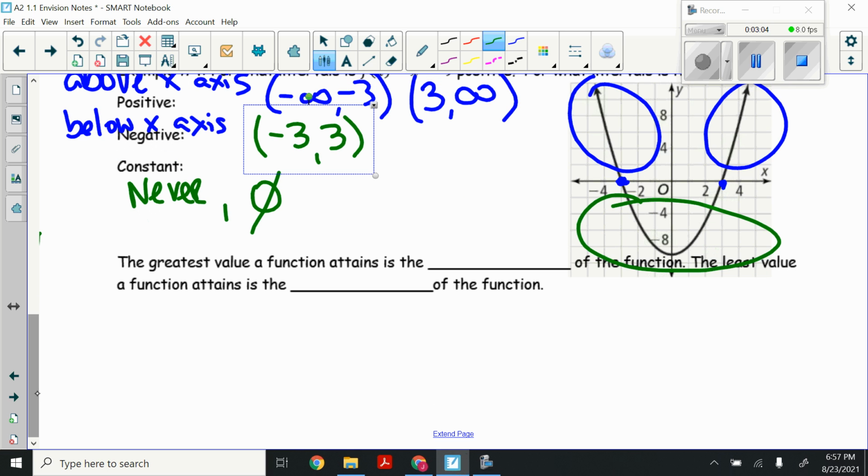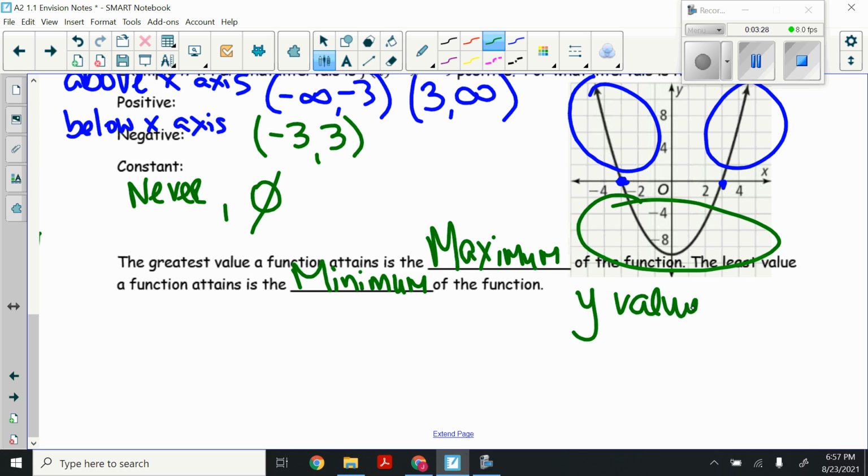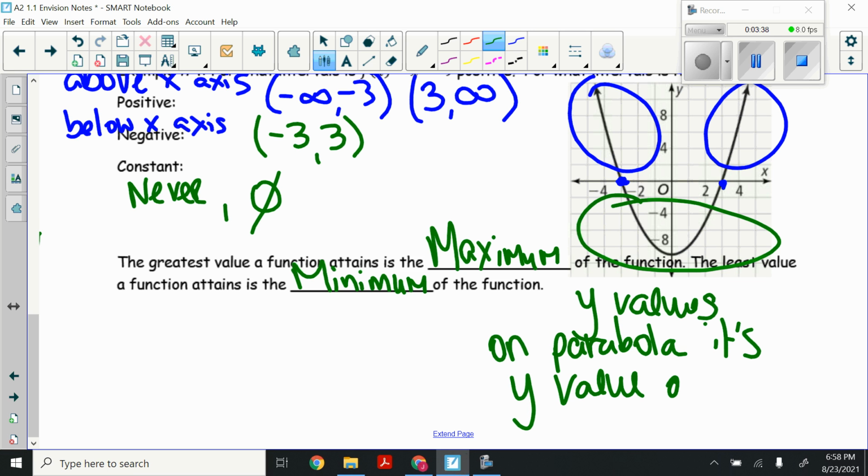All right, some more vocabulary. The greatest value that a function attains is known as the maximum of the function. And we've talked about this before. The least value a function attains is the minimum of the function. On a parabola, the maximum or the minimum is going to be at your vertex. These are y values. On a parabola, the y value of our vertex will be your maximum or your minimum point.